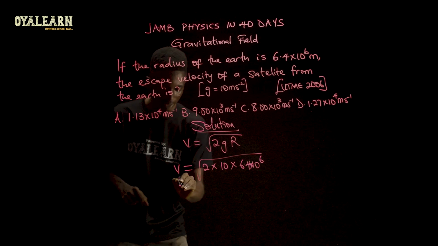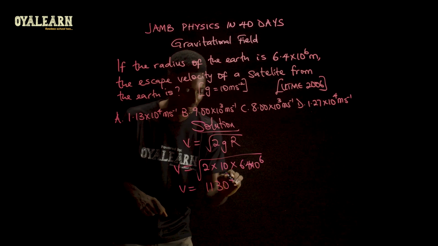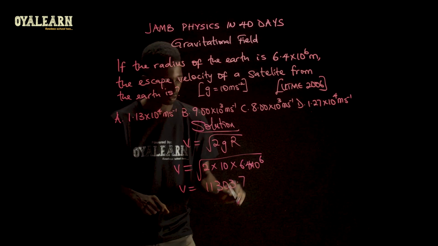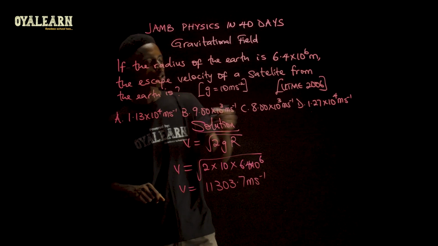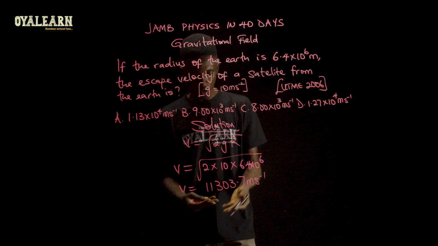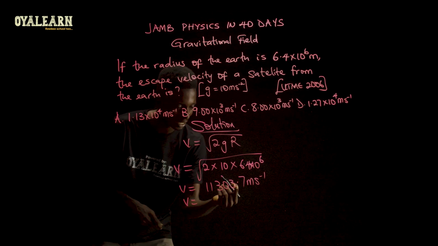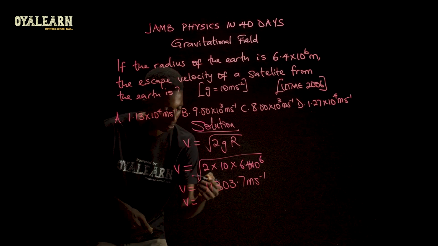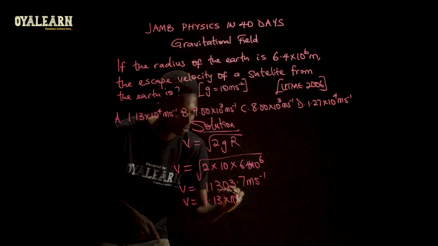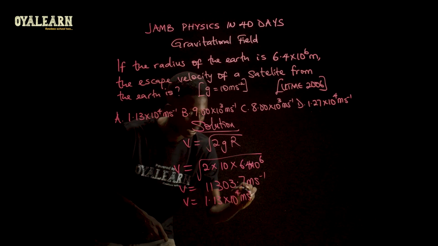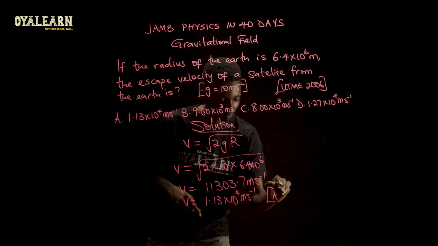Now, when you compute this, you find that V equals 11,303.7 meters per second. But the options provided here are in standard form. So let's bring this to standard form. V would then be, now take the decimal point 1, 2, 3, 4 places. That is 1.13 times 10 raised to the power 4 in meters per second. So the correct option is option A.